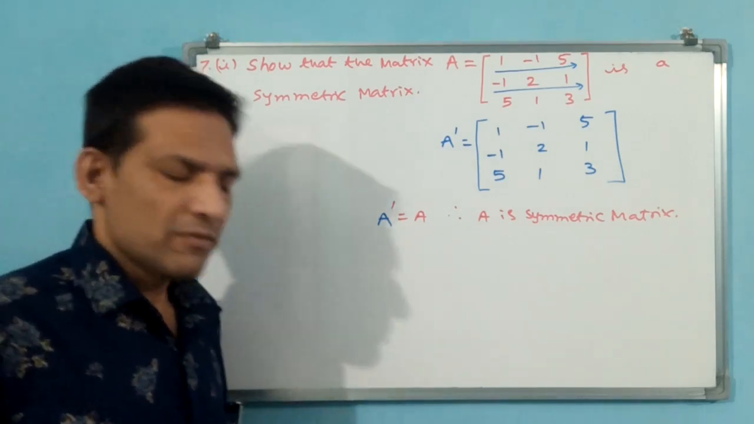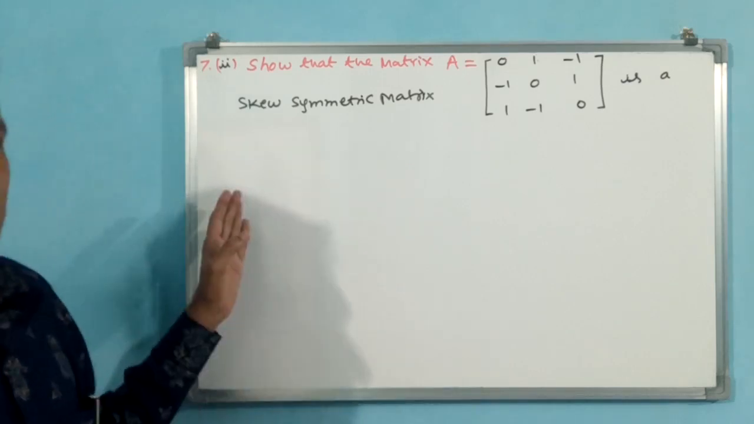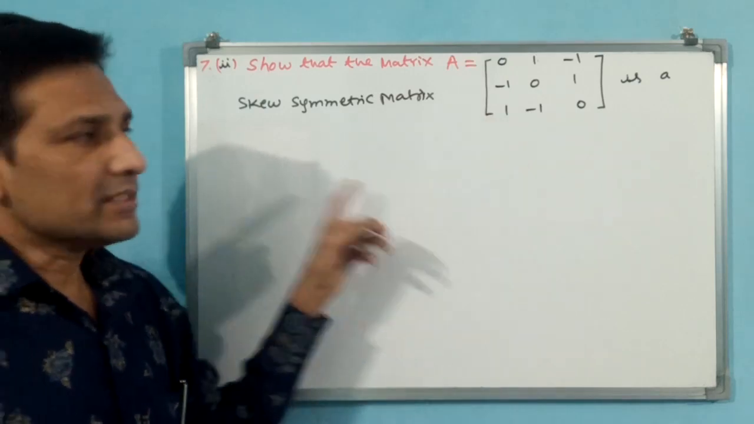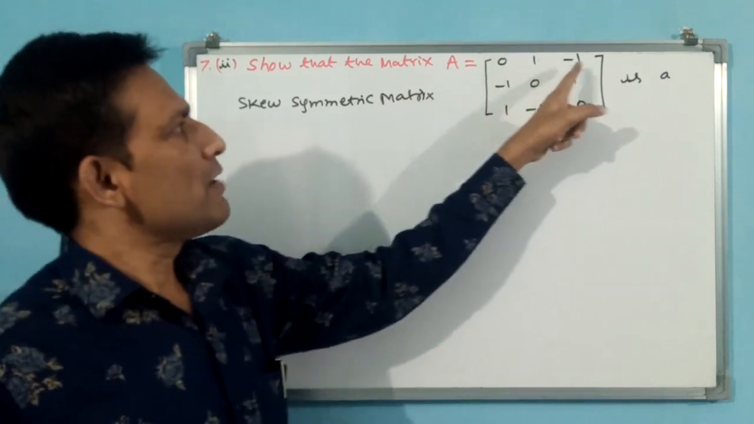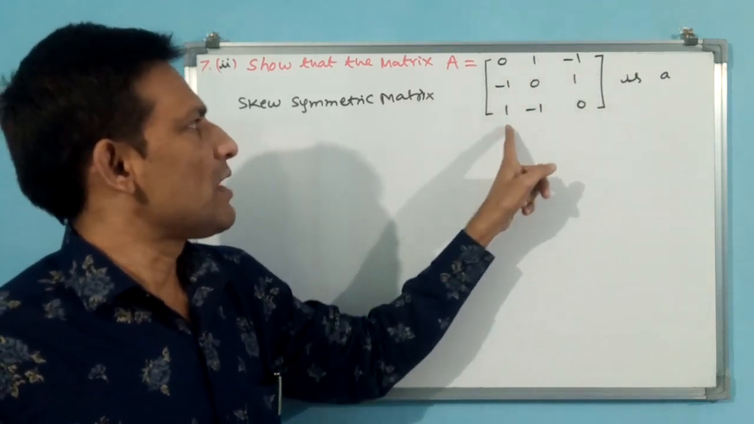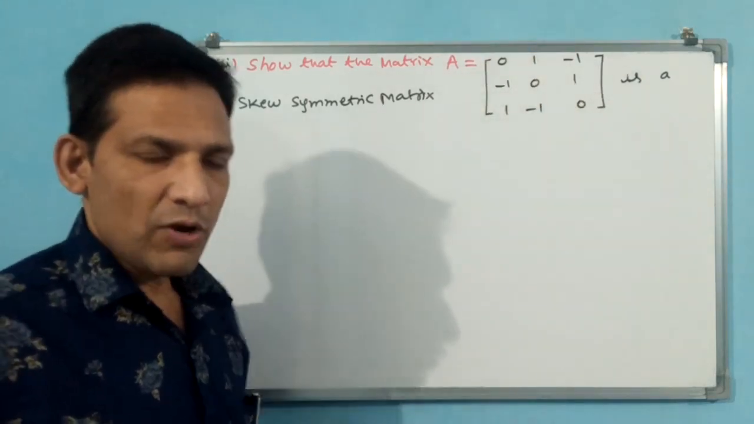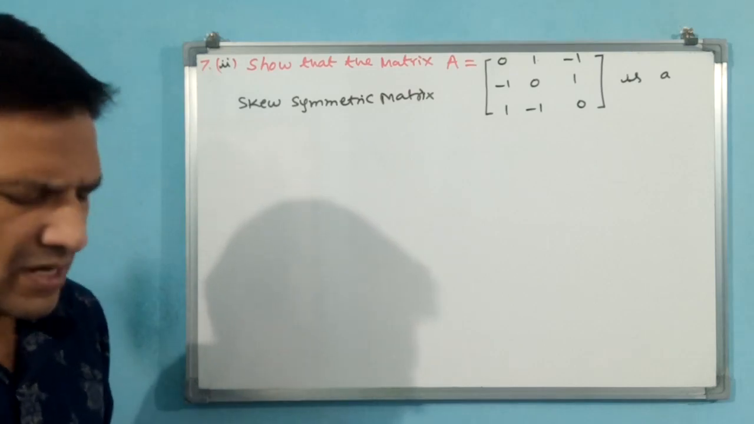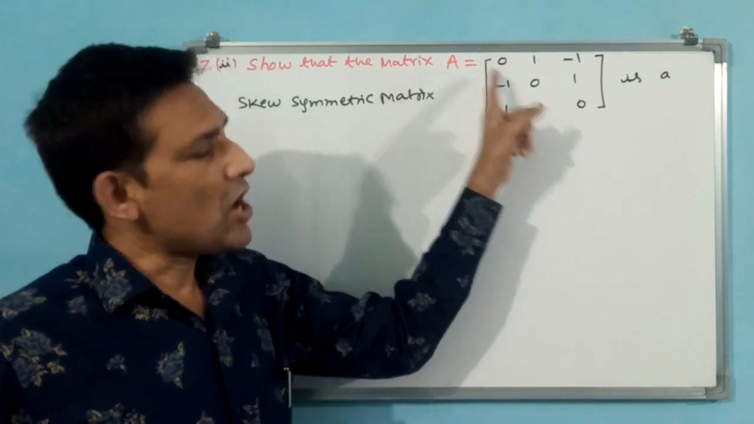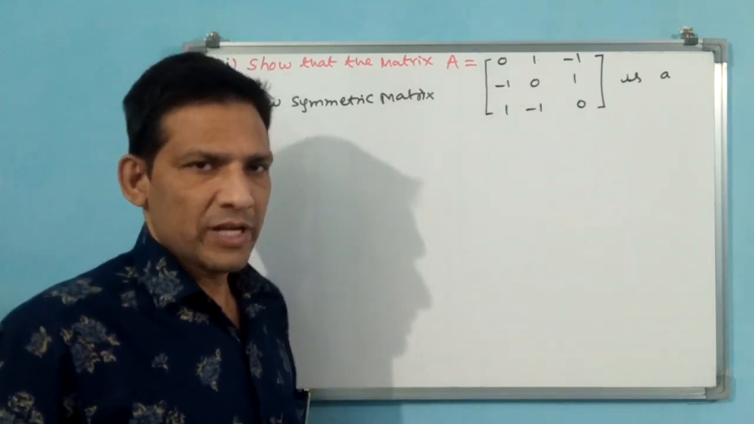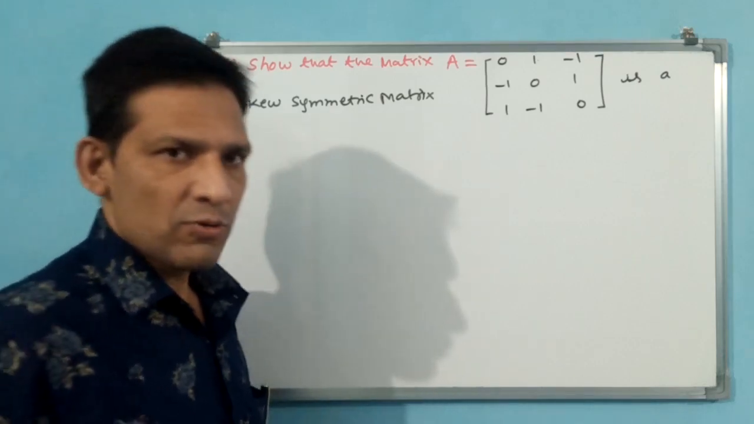Now the second part of the seventh question. The matrix has changed. He is asking us to show a skew symmetric matrix. Show that the matrix A = [0 1 -1; -1 0 1; 1 -1 0] is a skew symmetric matrix. Basically, a skew symmetric matrix is also a square matrix, 3 by 3, and the diagonal elements are 0. These two conditions it has to follow.